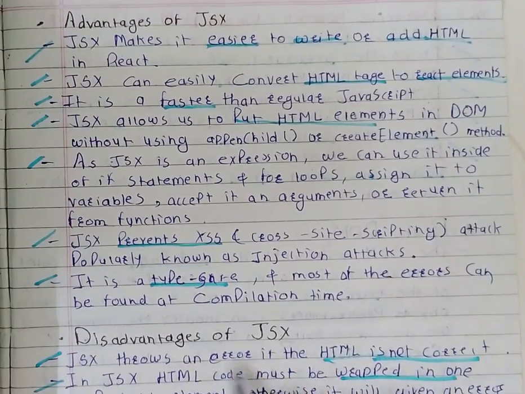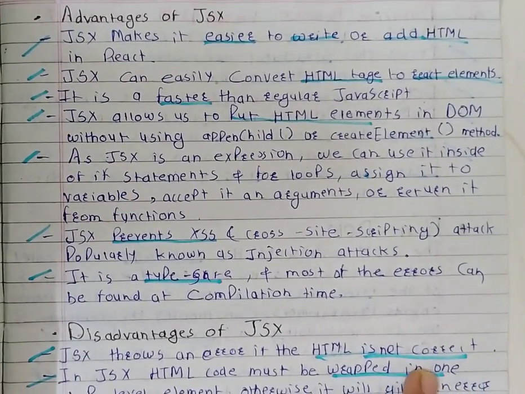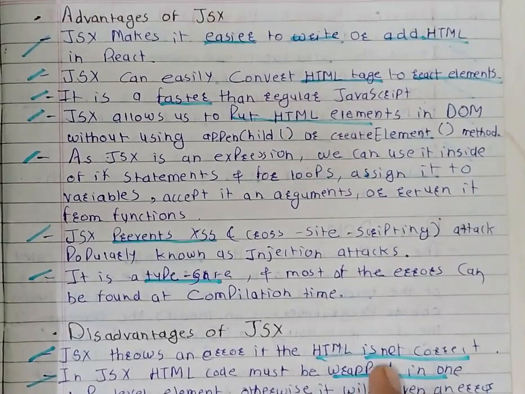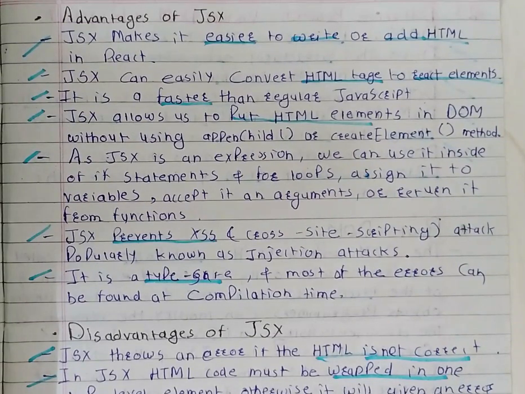Then disadvantages of JSX. JSX throws an error if the HTML is not correct. In JSX, HTML code must be wrapped in one top level element, otherwise it will give an error. Then if HTML elements are not properly coded, JSX will give an error, even for a simple thing.